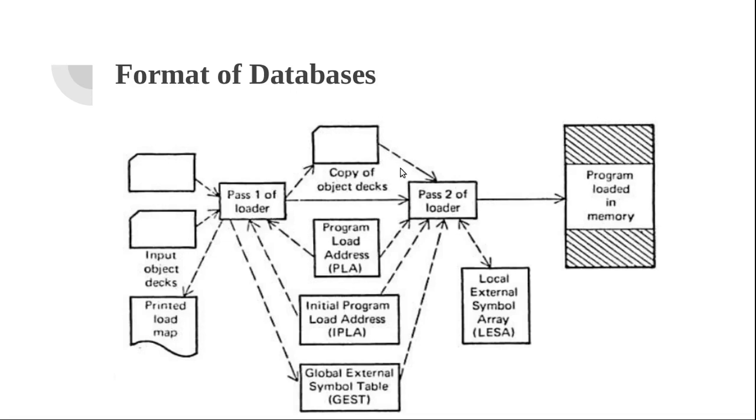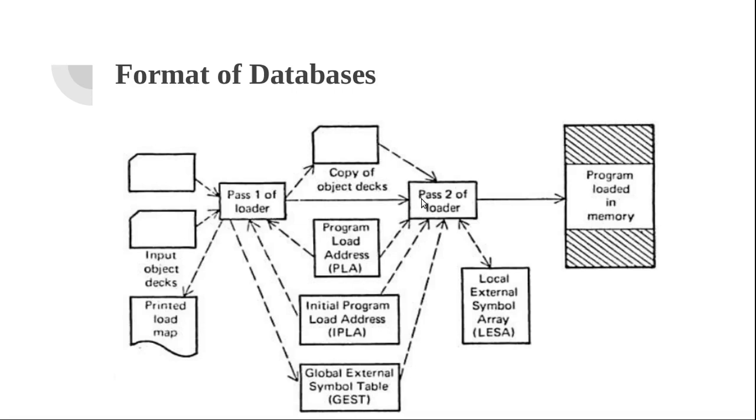Then in pass 2, again we give as input the copy of the object deck, and it will use the global external symbol table as input. Then it requires the initial program load address and program load address counter. Apart from that, it will use an array, that is the local external symbol array. It is an array whose index values will be the IDs of the external symbols mentioned in the ESD card, and the corresponding symbols' absolute address values will be stored in the local external symbol array.